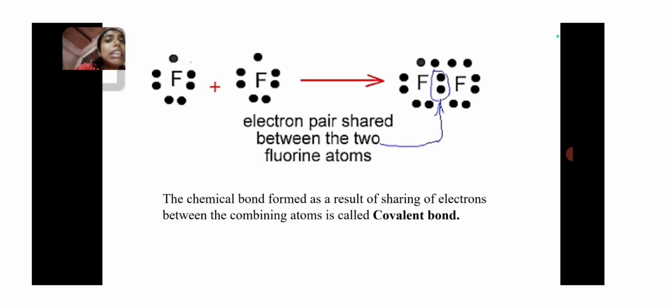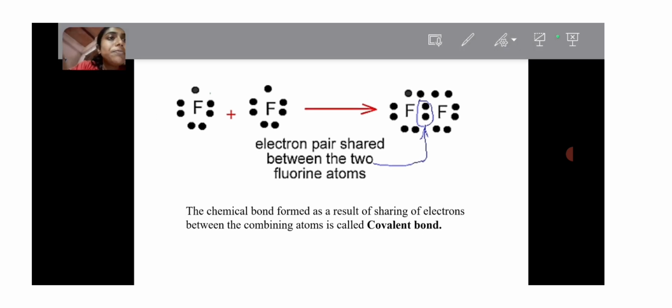In the case of fluorine, a special kind of sharing takes place. It is not a transfer of electrons as in the case of the ionic bond. Two fluorine atoms come together and share electrons. One fluorine atom has 7 electrons, 1 2 3 4 5 6 and 7, in the outermost shell. When another fluorine atom comes and combines with it, one pair of electrons is shared.